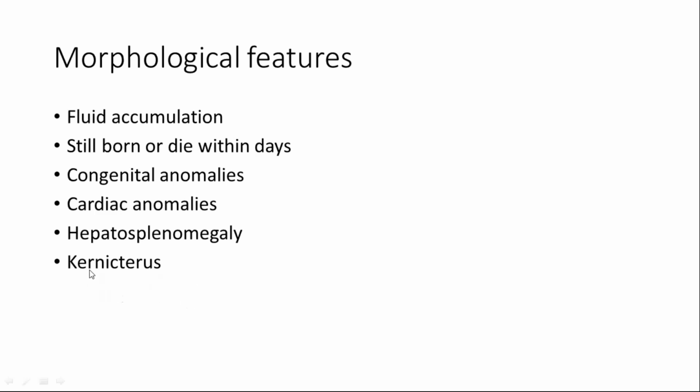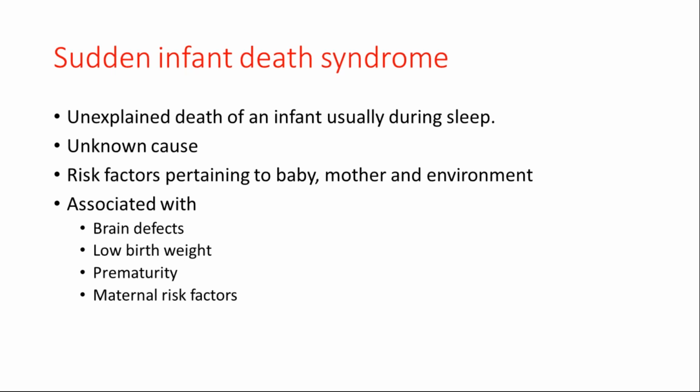So we will see that this as jaundice, that is kernicterus. Okay. So these are the causes and morphological features of fetal hydrops. So next, in this chapter, next important question is sudden infant death syndrome. So the name itself explains it, sudden infant death syndrome.